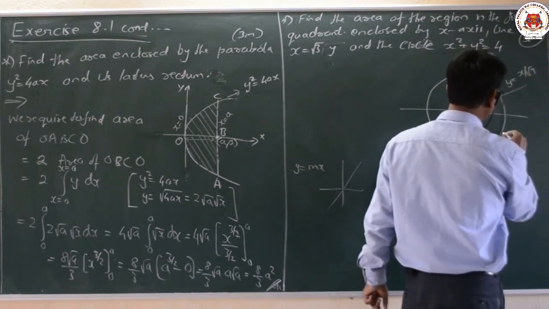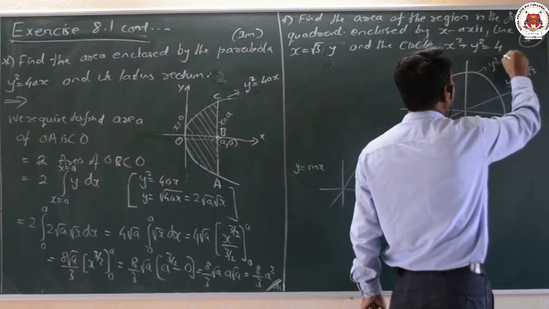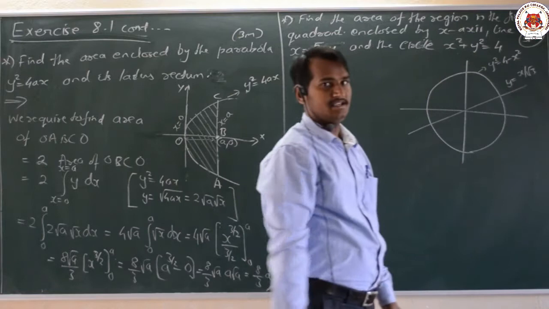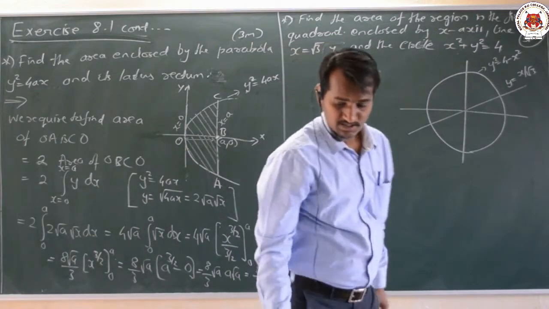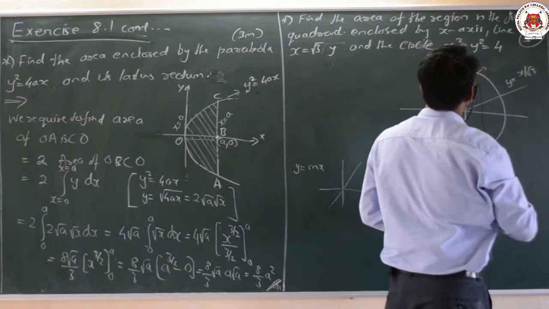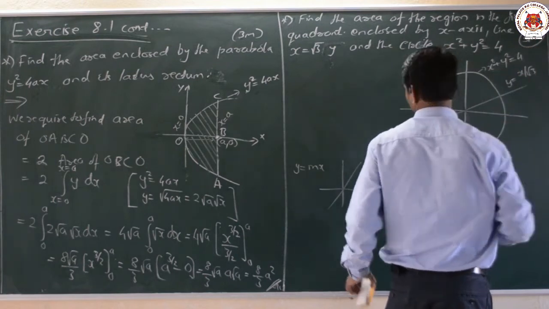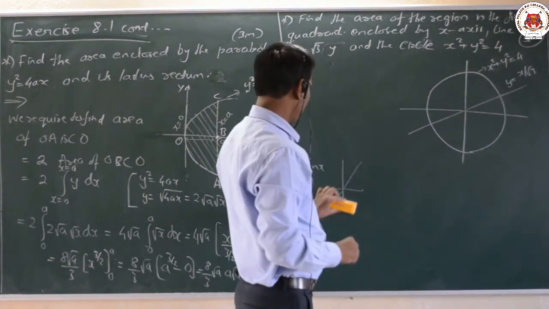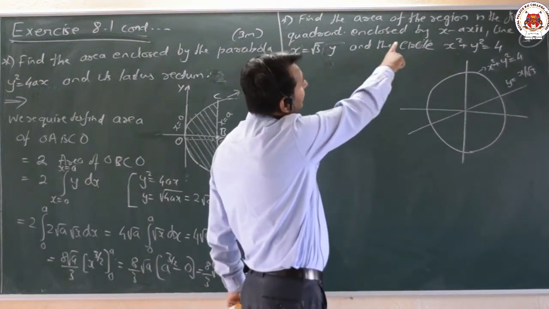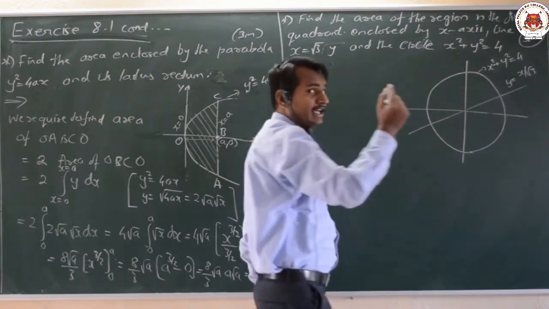And which circle is it? Here y square is equal to 4 minus x square, or you can write y is equal to root of 4 minus x square. That is our equation of the circle. I will write this equation once again: x square plus y square is equal to 4. Now what we require to find is the area of the region in the first quadrant. In the first quadrant I require to find the area. Which area?